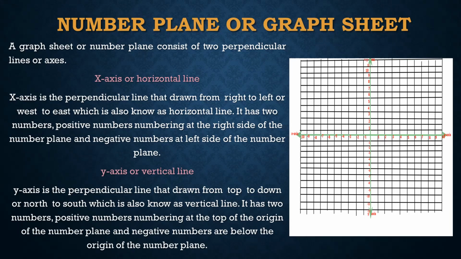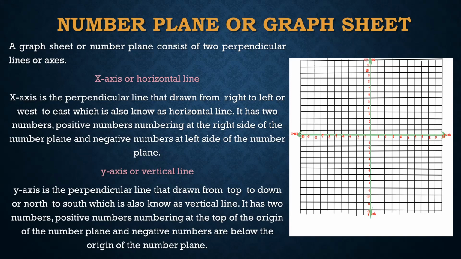The x-axis is also called the horizontal line. The x-axis is the line that we draw from west to east, which is also known as the horizontal line. It has positive numbers on the right side of the number plane and negative numbers on the left side. So this is the x-axis. The horizontal lines are also called the x-axis. The axes are the lines.